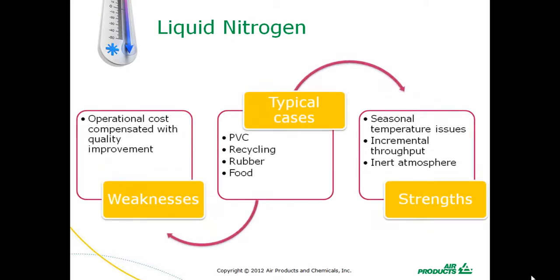Typically, liquid nitrogen is used to increase the throughput of an existing air-cooled grinding system. The additional cooling energy available from the liquid nitrogen allows the customer to increase the material feed rate and therefore gain an increase in throughput. The nitrogen will give an increased operating cost, but this is often outweighed by the production increase and a material quality improvement.